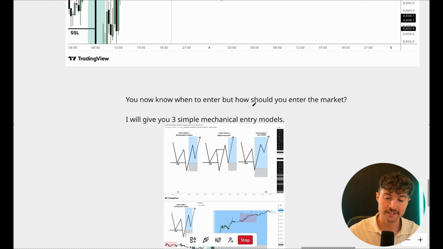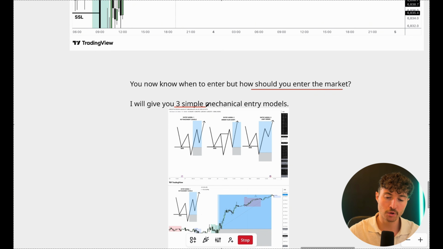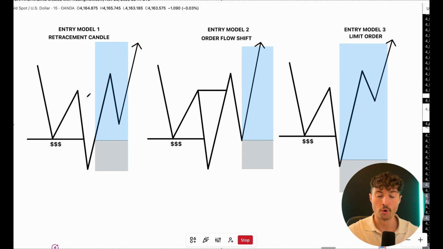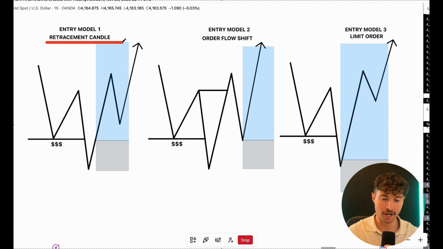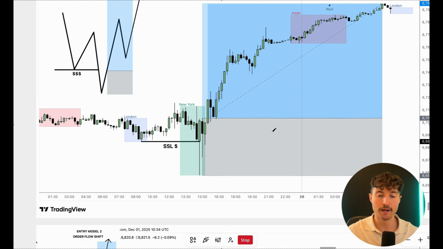You now know when to enter, but how should you enter the market? I will give you 3 simple mechanical entry models. So entry model number 1 is a retracement candle. Entry model number 2 is an order flow shift. Entry model number 3 is a limit order. Let me break it down.